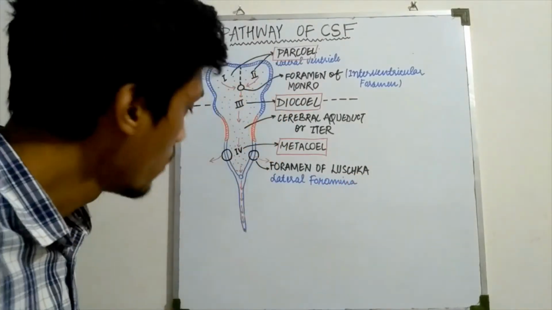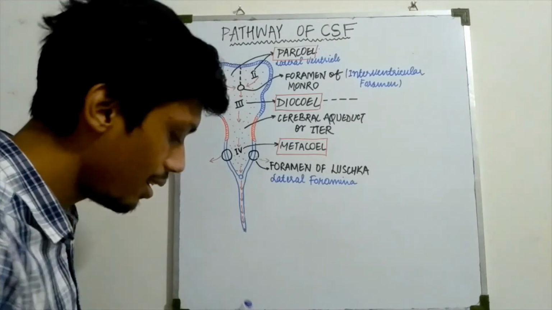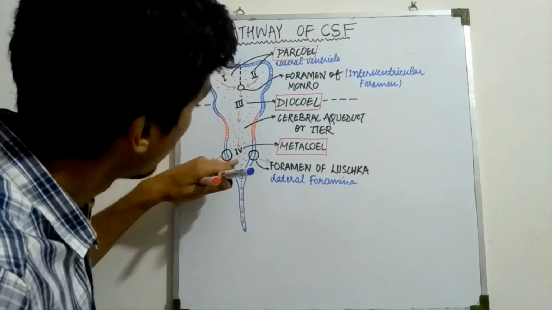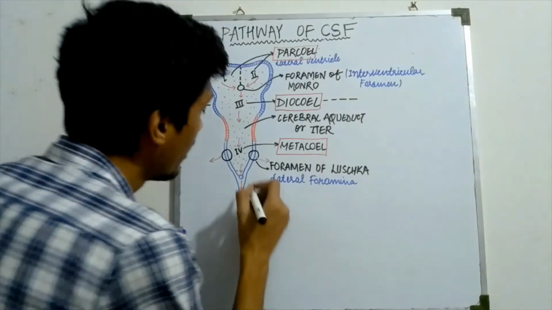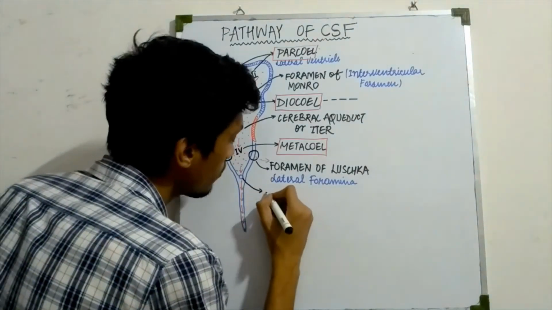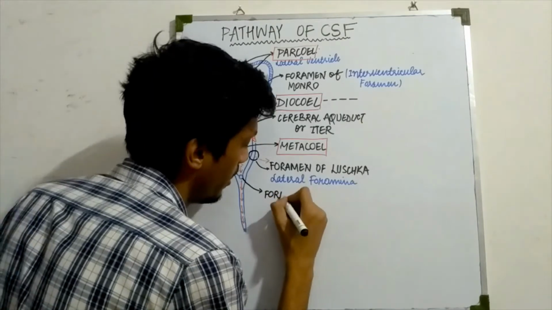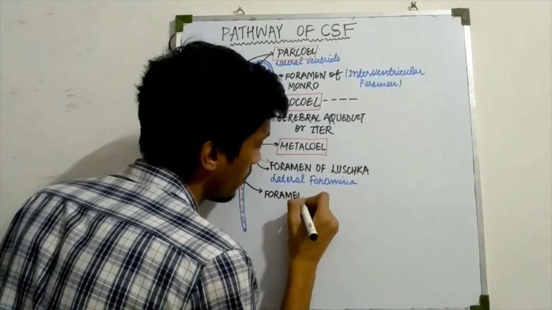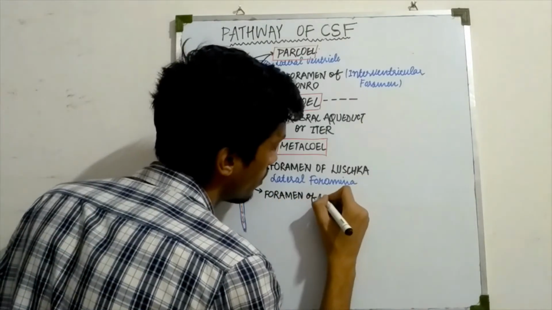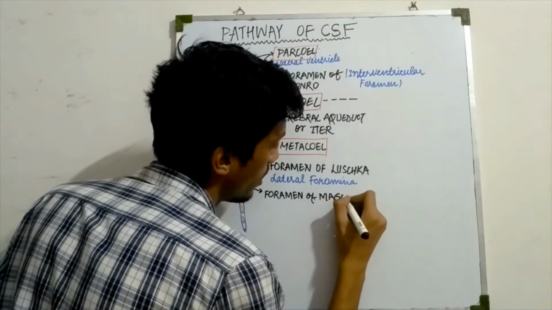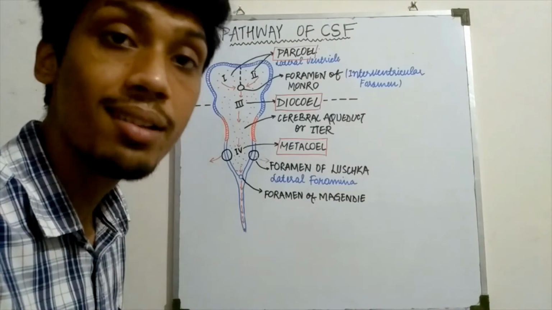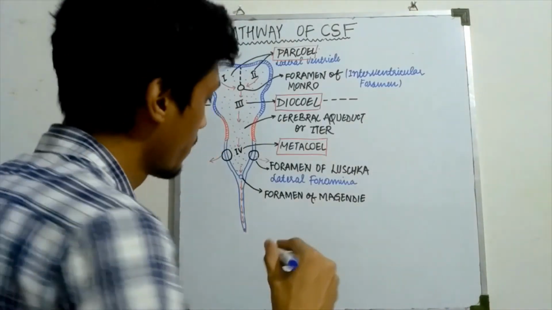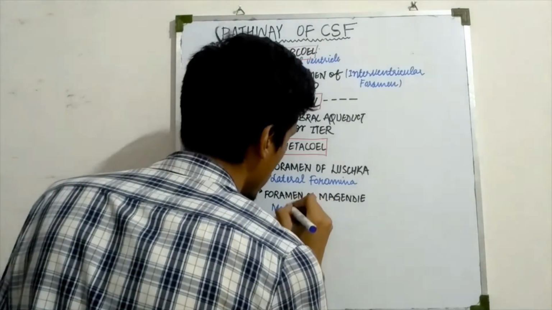Now this little hole from which CSF goes from the metacoele to the central cavity of the spinal cord is known as the foramen of Magendie. Foramen of Magendie. And it is also known as the median foramina.